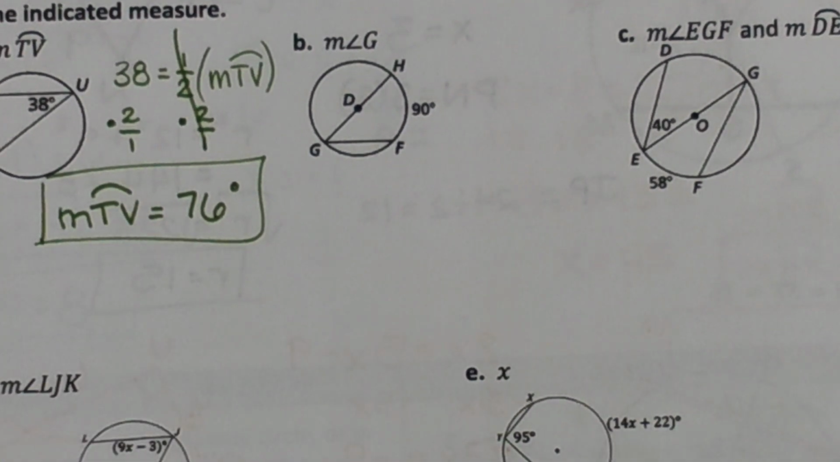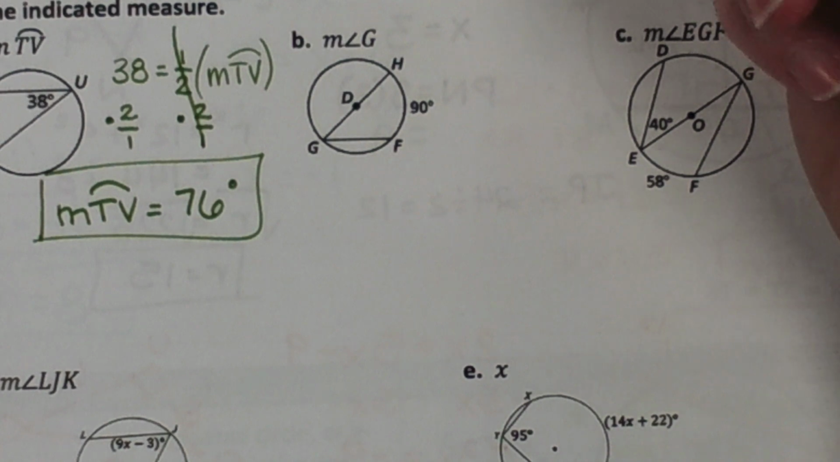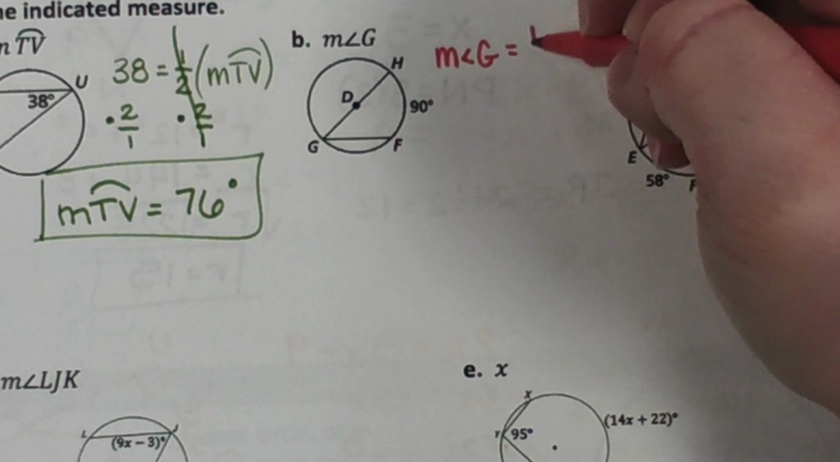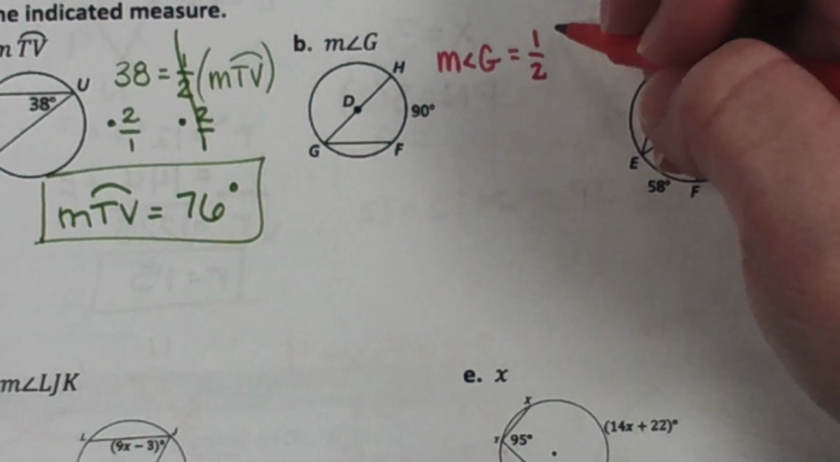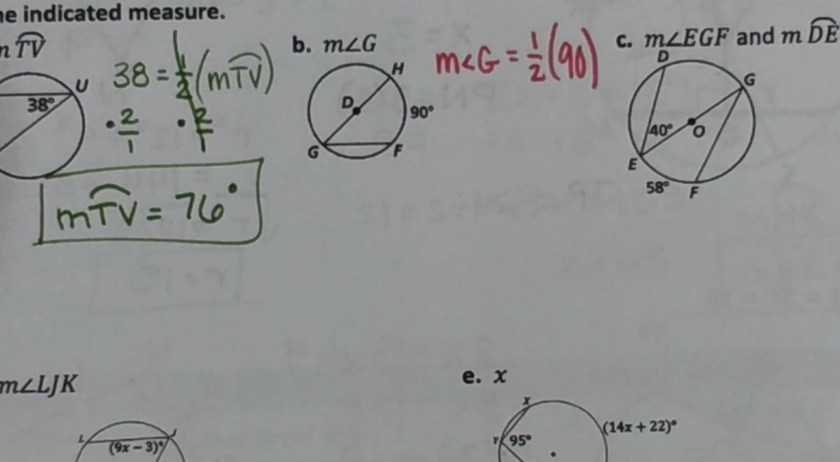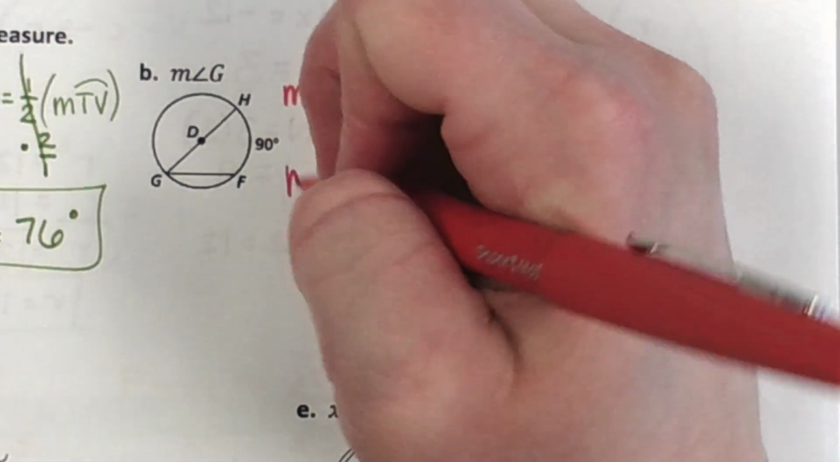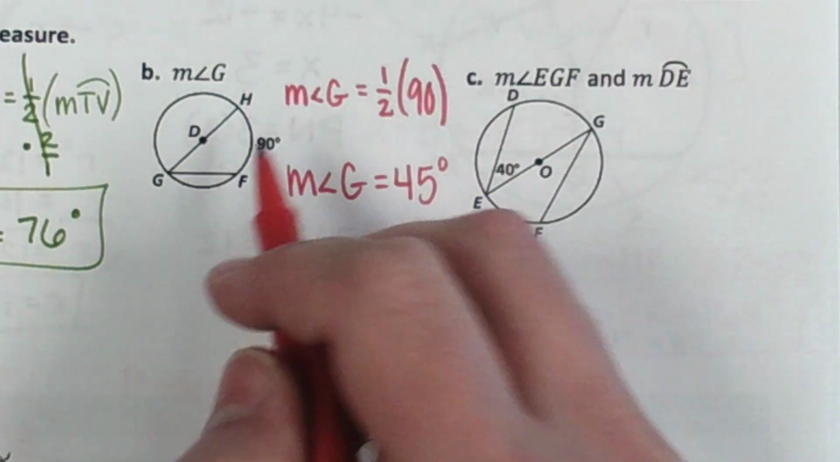Okay, measure of angle G. Angle equals 1/2 arc. Angle equals 1/2. The corresponding arc for angle G is the 90. Measure of angle G is equal to 1/2 times 90. Half of 90 is 45 degrees, because it is an angle. Angles and arcs are both measured in degrees.